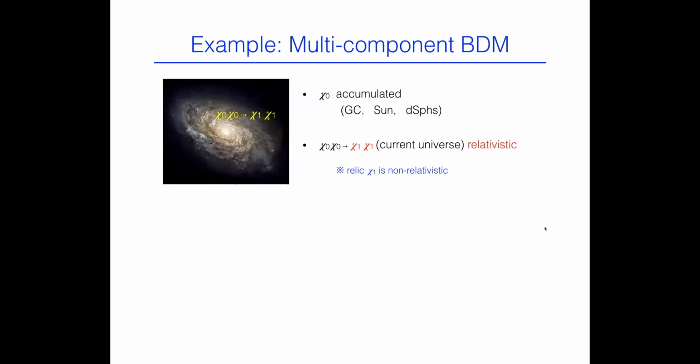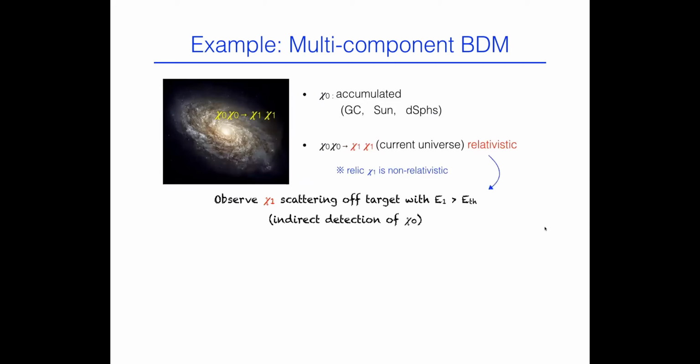And these heavy dark matters can be accumulated at some points of our universe with huge gravitational potential, such as the galaxy center, the Sun, or dwarf spheroidal galaxies, depending on the model. And the accumulated heavy dark matter pair can annihilate into light dark matter. Because of the mass difference between the heavy dark matter and the light dark matter, this produced light dark matter can have relativistic kinetic energy. And we can observe this relativistically scattering light dark matter off some target in various experiments whose threshold energy is low enough below the relativistic energy of this light dark matter. So that's why it is called boosted light dark matter.